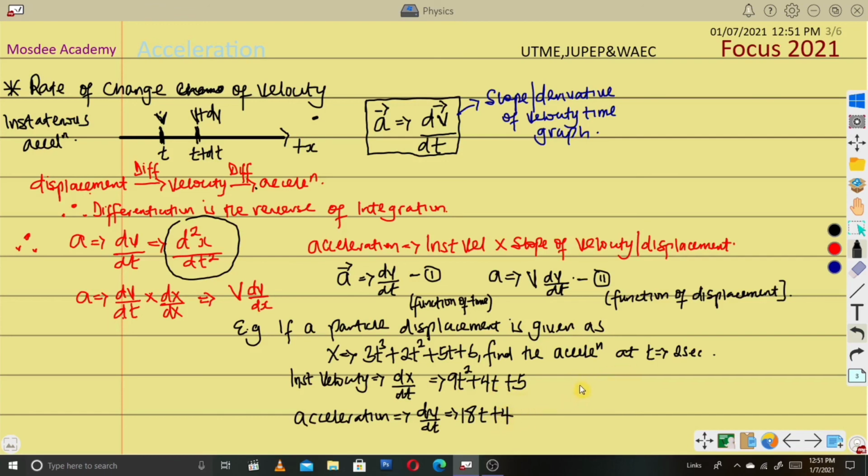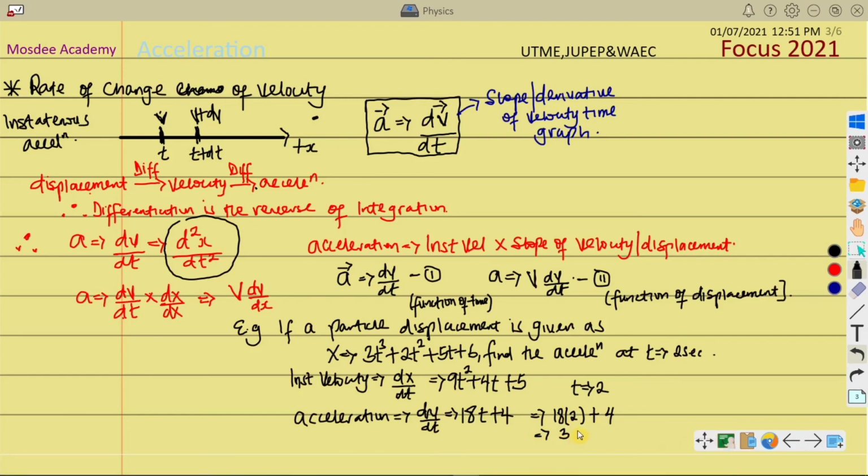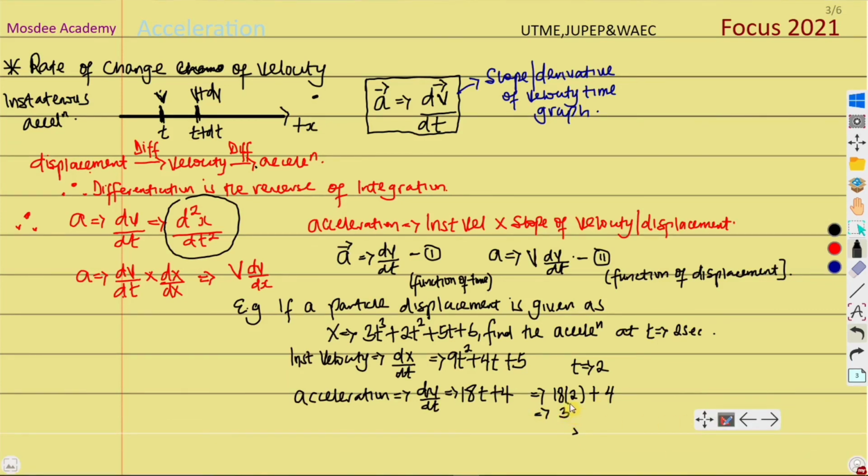Now here, at t equals 2, to get the acceleration, I'm going to do a direct substitution. So we can confirm this by saying 18 multiplied by 2 plus 4. Going by this, 18 twos are 36, and 36 plus 4 gives me nothing but 40 meters per second squared.